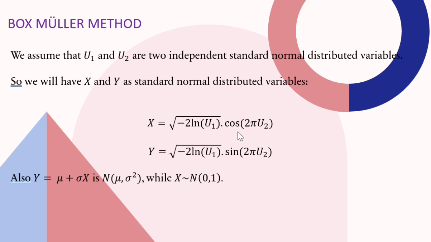Only you have to be careful in calculating cosinus and sinus in your calculator, and you should pay attention to radian modulus. And if we want to produce y normally distributed with mean mu and variance sigma squared, you need to produce first x as a standard normal distributed variable and use this easy equation.